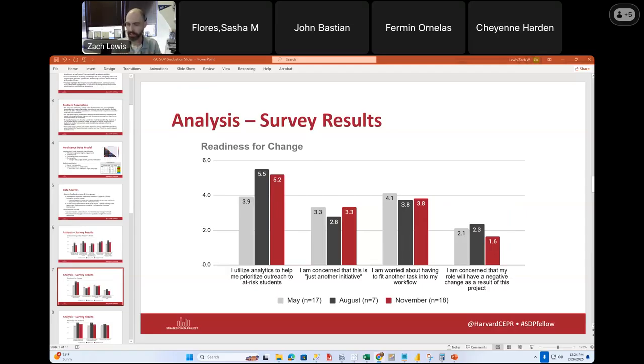So the survey data within this theme showed some significant increases in advisors' use of the reporting, which we'll look at again through the administrative records here in a bit, and especially how they're using the data to help prioritize student outreach efforts.